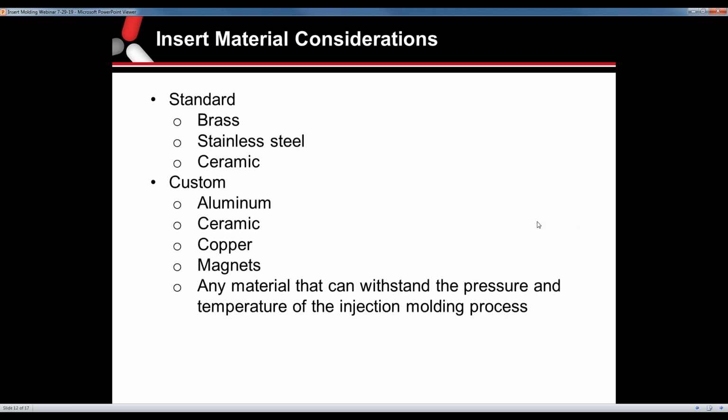And as far as insert materials go, like I mentioned earlier, your standard threaded inserts are mostly going to be brass or stainless steel. We work with ceramics as well. Most of the custom inserts that we've worked with are aluminum, copper, steel, magnets, ceramic, really just about any material that can withstand the pressure and the temperatures of the process, and really of the material that you're overmolding with.